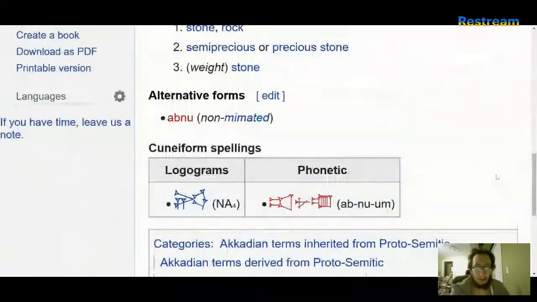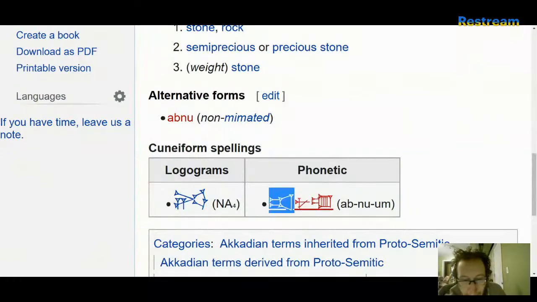So there's two ways to spell this word in Akkadian. You can spell it this way or this way. This is the logogram way of spelling it, and this is the phonetic way of spelling it. So this sign right here is ab. The second sign in Akkadian is nu, and this ending is a case ending in Akkadian. So the actual two words in Akkadian that correspond to the word are the first word, ab, and the second word, nu. So we'll take a look at those in a second. But so this word right here, let's take a look at that.